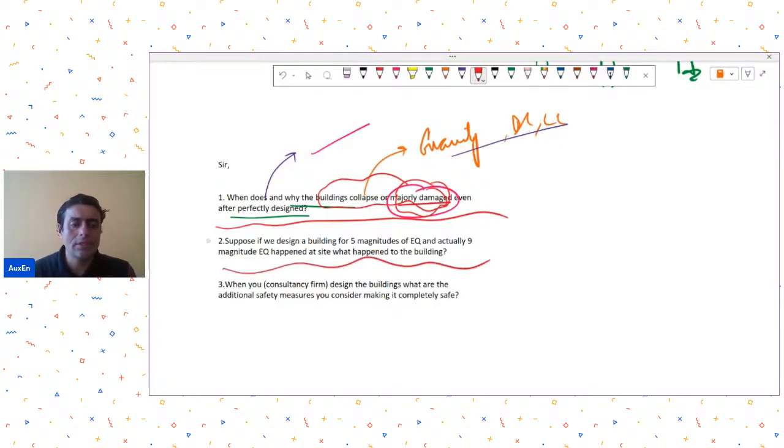His next question is, suppose we design a building for magnitude 5 on the Richter scale, and a magnitude 9 earthquake happens, what happens to the building?